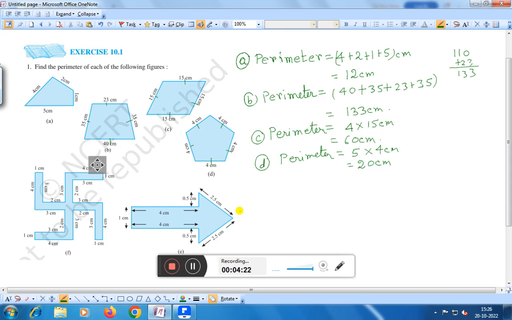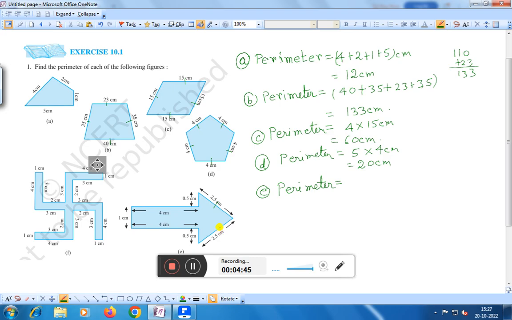Now question number E. Here you see, the perimeter is equal to the sum of all the sides, that is 2.5 plus 2.5 plus 0.5 plus 0.5, right? Plus 4 centimeter plus 4 centimeter plus 1 centimeter, right? You have to add all the lengths of the sides.